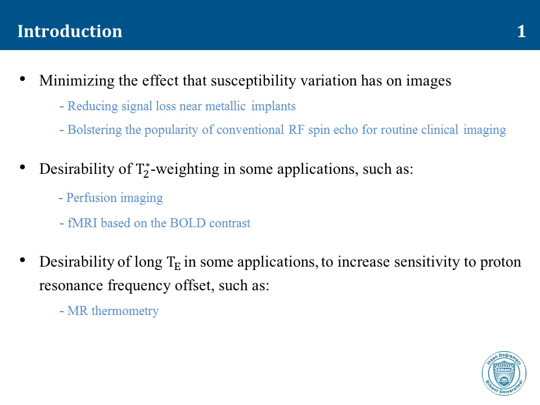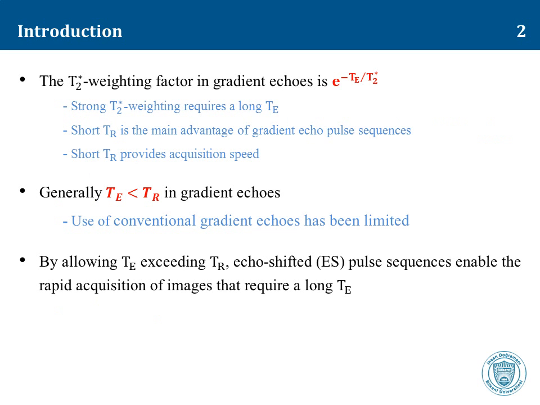This has helped to enhance the popularity of conventional RF spin echo for routine clinical imaging. Sometimes, however, T2* weighting is desired for applications such as perfusion imaging that use contrast agents and fMRI based on the BOLD contrast. In other applications such as MR thermometry, a long TE is also desirable to increase its sensitivity to proton resonance frequency offset.